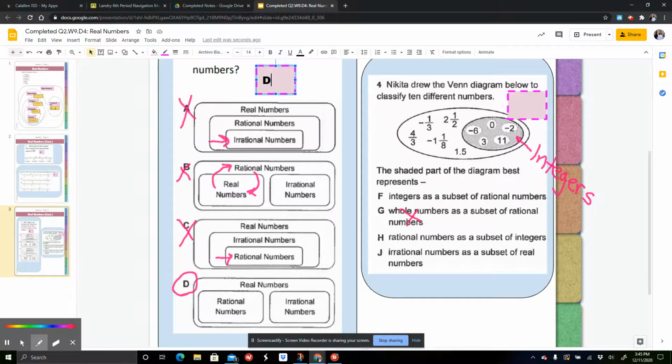It's not the whole numbers. You can't have negatives. Rational numbers is a subset of integers. Rationals are not a subset. What that means is that rationals would be inside of integers. That is incorrect. Or irrational numbers as a subset. That doesn't even show irrational numbers. So J is not correct. So the only possible answer choice is F.